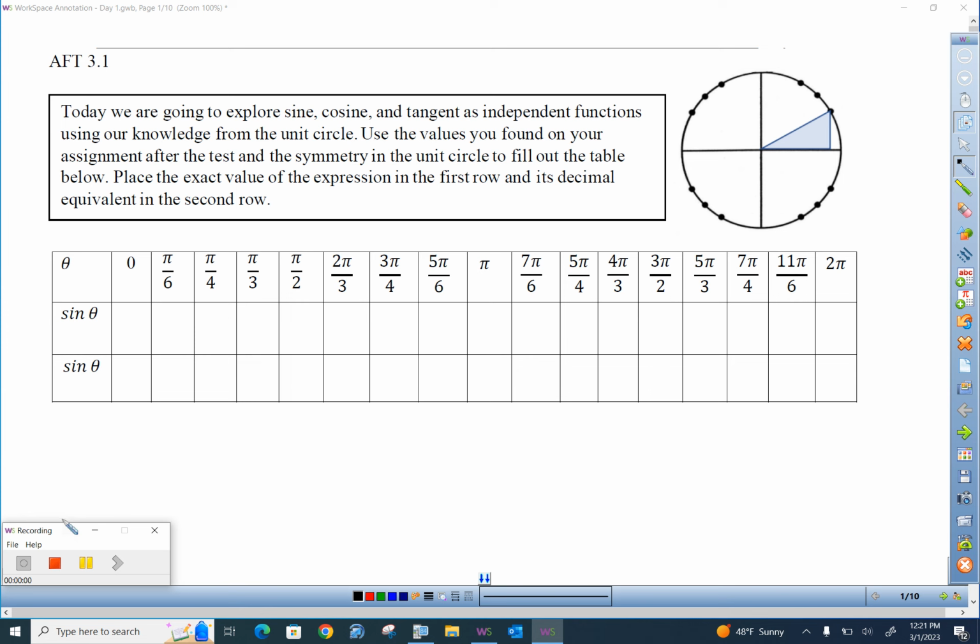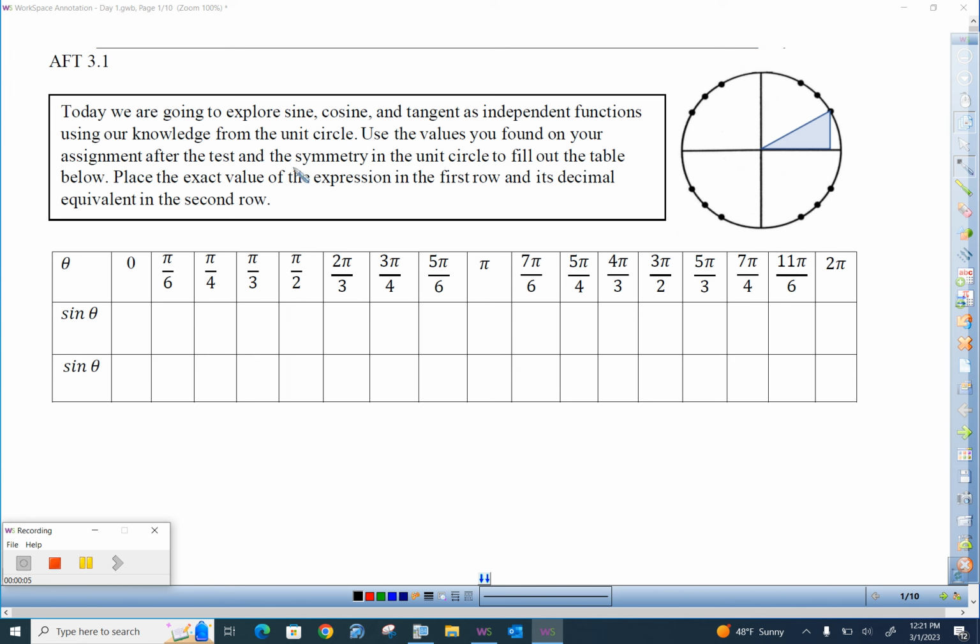All right, folks, today we're going to talk about sine, cosine, and tangent as independent functions based on what we know already about the unit circle. So after the test, you were given a little half sheet that asked you to find exact values of sine, cosine, tangent for the special triangles at the values of 30, 60, and 45 degrees. And then I asked you to change those to decimals as well, because that's going to help us with the graphing here.